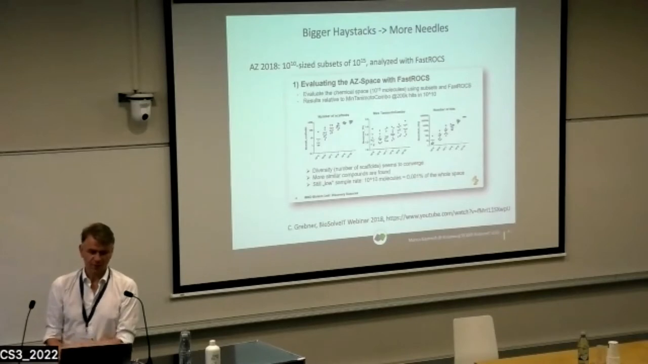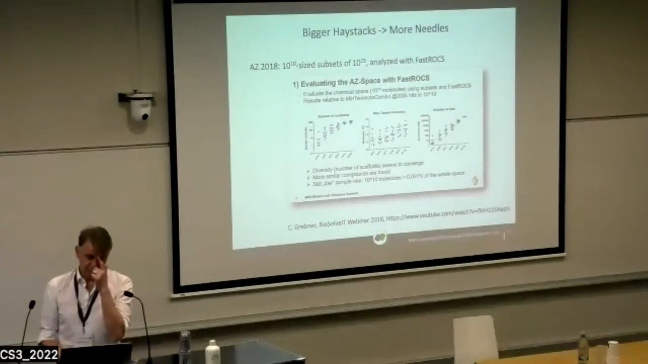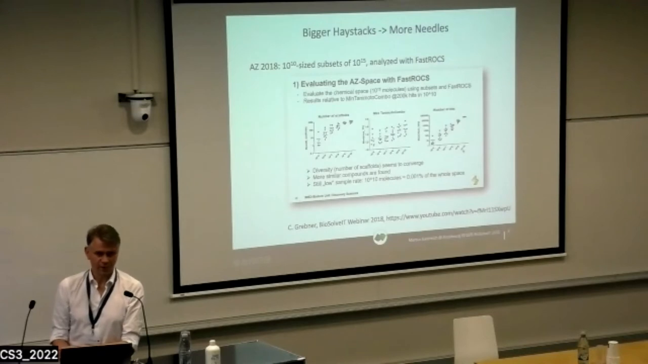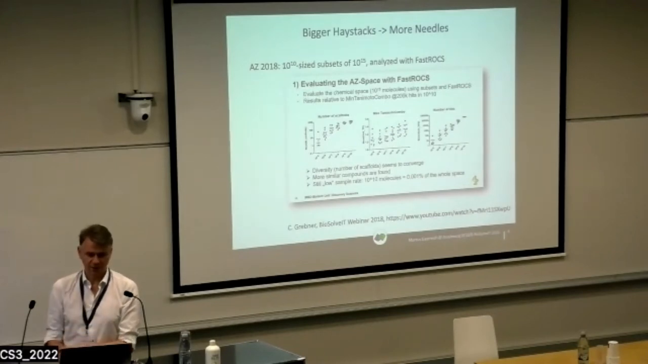So here, and I will have many of those presentations from other people, and you will recognize that this is not my own stuff by this little shadow horse. So here, these are slides from somebody else. This is Christoph Grebner, formerly with AstraZeneca. They evaluated a 10 to the 15th sized space by subchunks. So they used subparts of this and looked at the number of hits that they found in a retrospective study.